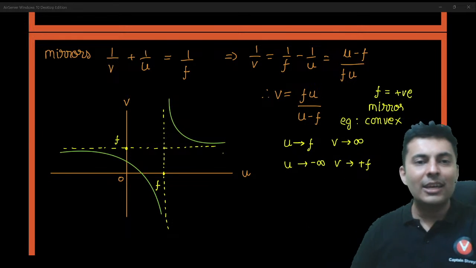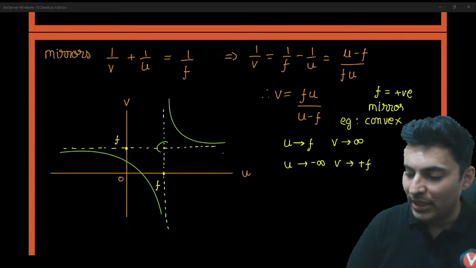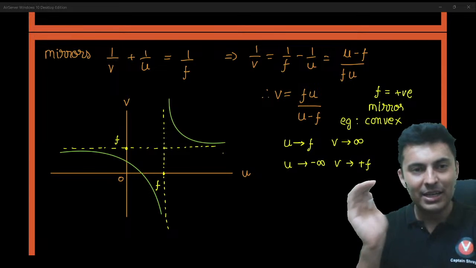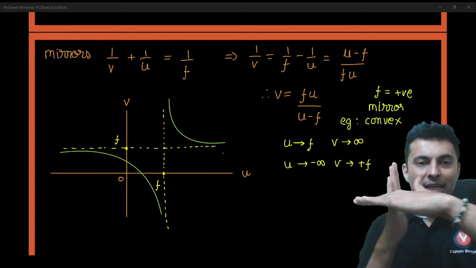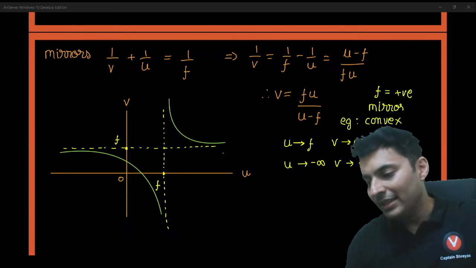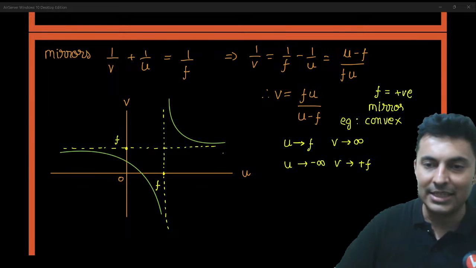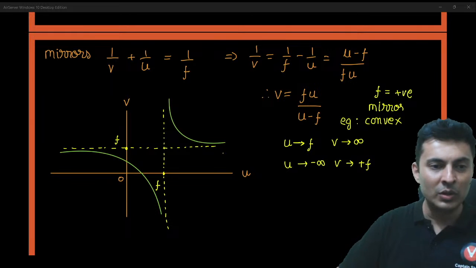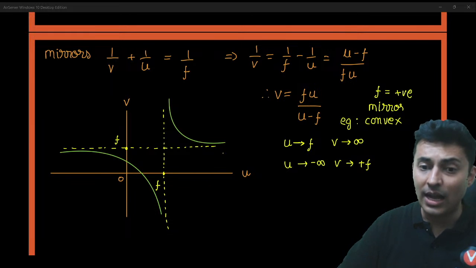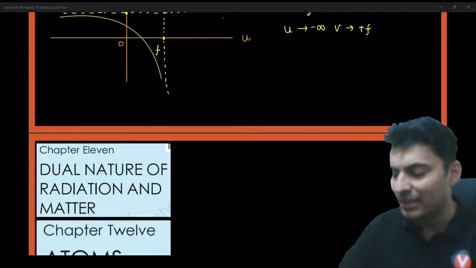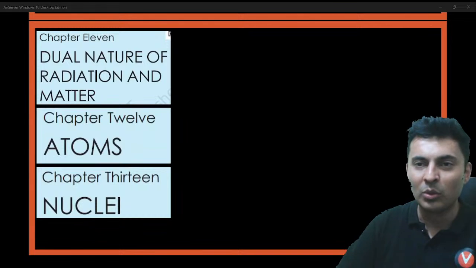In case of a concave mirror, the only difference is that the focal point will be negative. So these two dotted lines will come to the other side because the f point will change. That's how you draw these graphs, and these graphs have been asked many times in some competitive exams. In boards, it is a little bit rare.